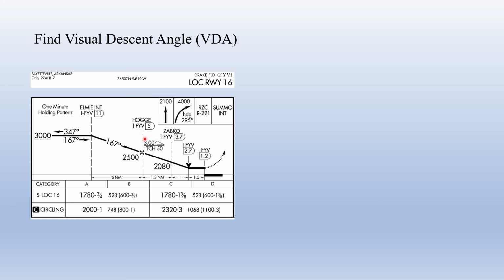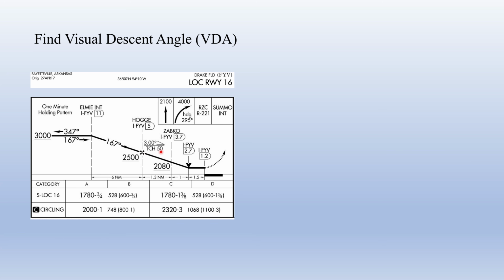And we just look on the profile view. We look for this little angle symbol here, the little degree symbol here, and that number beside it tells us what our visual descent angle is. So on this particular approach, it is a standard 3-degree visual descent angle. So that's the angle that we will be coming down from the final approach fix to the touchdown zone at.